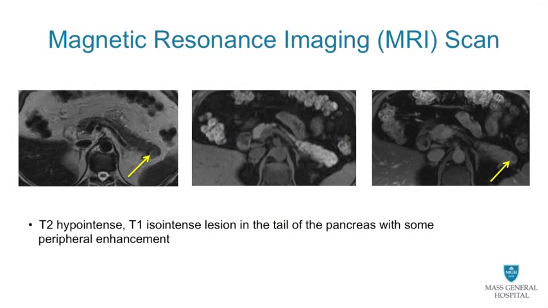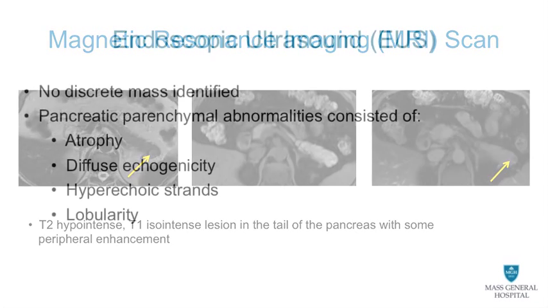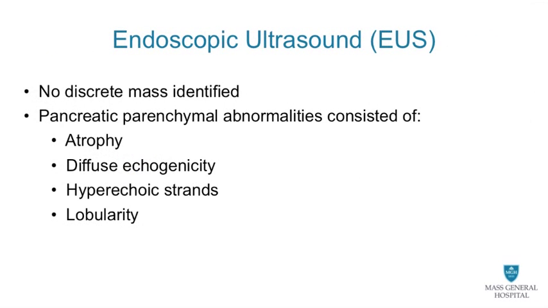It was T2 hypointense, T1 isointense, and with some peripheral enhancement, as pointed out by the yellow arrows on the screen. The patient then elected to have an endoscopic ultrasound to further identify the pathology of his cystic lesions before proceeding with an operation. The endoscopic ultrasound did not identify a discrete mass.